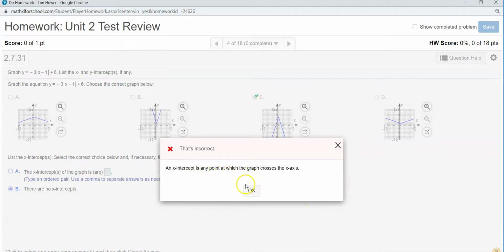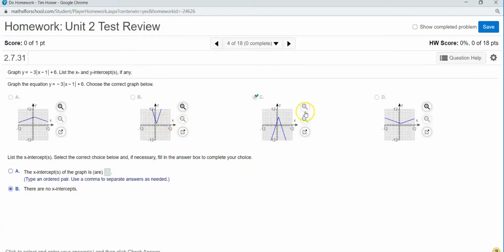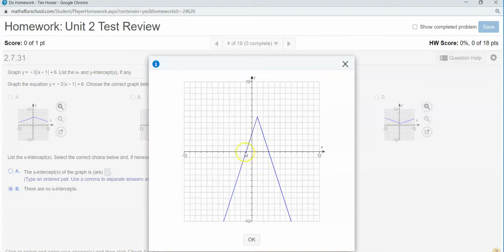Oh, I picked the wrong one. I zoomed in on the wrong one. That's why I zoomed on one of these guys over here. Let me try that again. So pick this guy. So right here I see the x-intercepts. So -1, 0, and 3, 0.